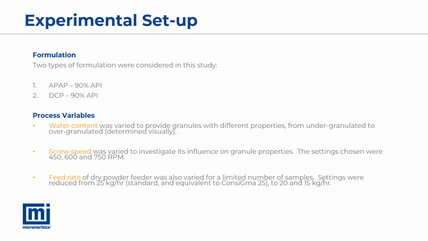3 screw speeds and a number of powder feed rates were also used. It's important to use a number of granulator settings so that granules of different flow properties can be achieved, as the granule flowability is the variable we want to correlate with final tablet hardness.